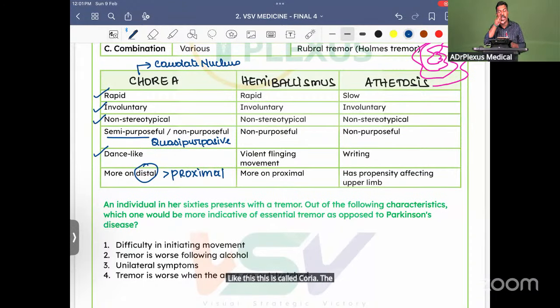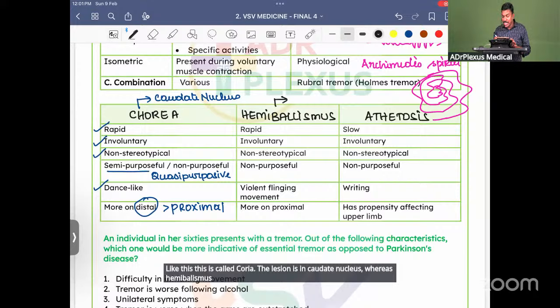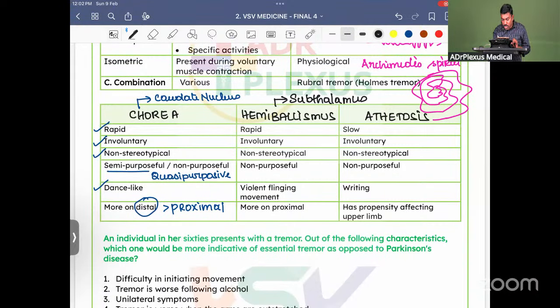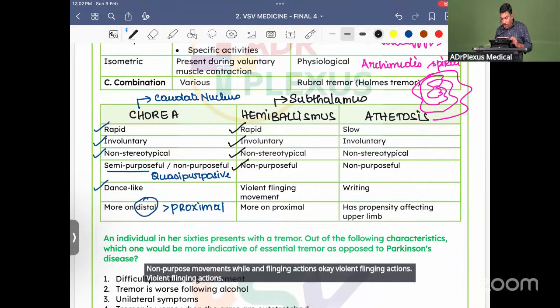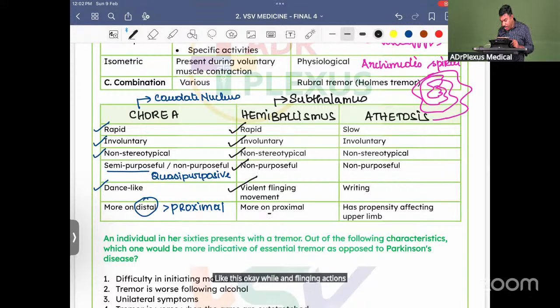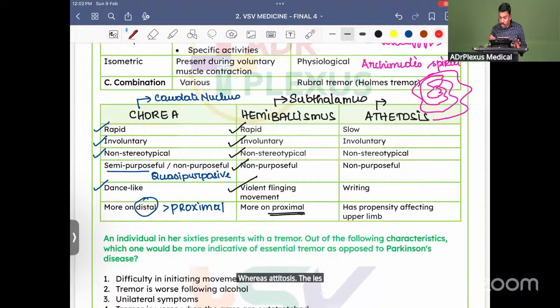The lesion is in the caudate nucleus. Whereas hemiballismus, the lesion is in the subthalamic nucleus. This is also a rapid, involuntary, non-stereotypical, non-purposive movement, with violent flinging actions, more on the proximal side. Whereas athetosis, the lesion is in the putamen.